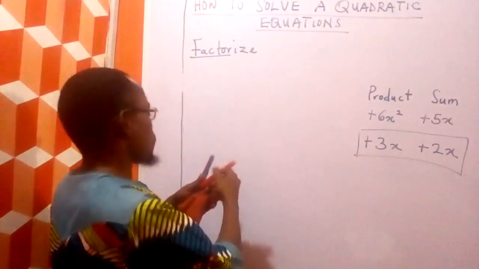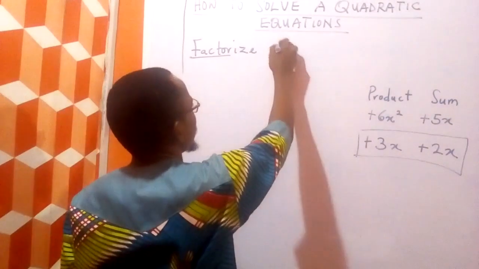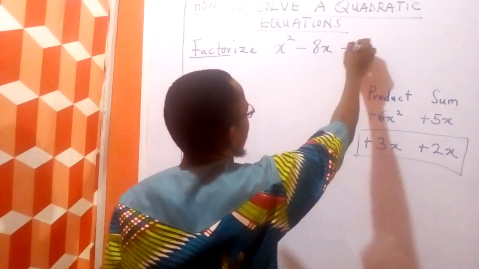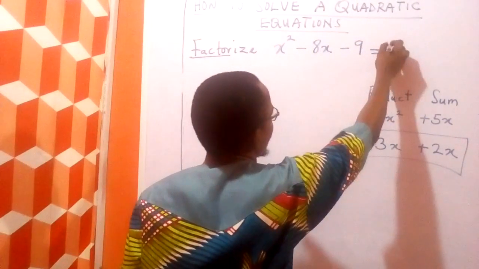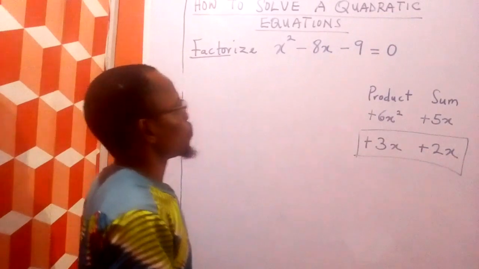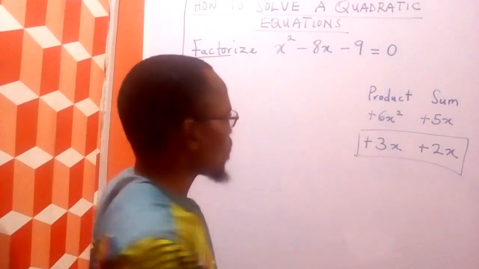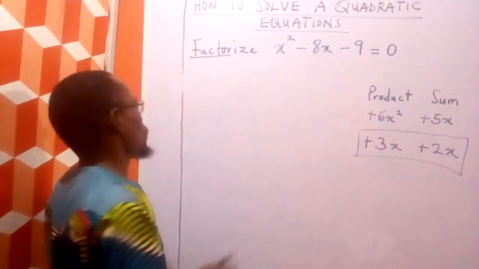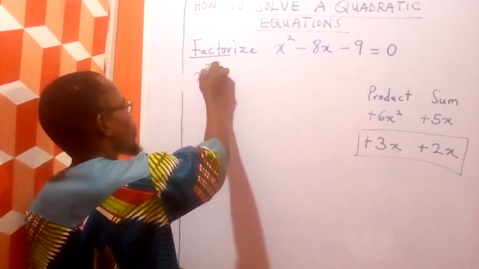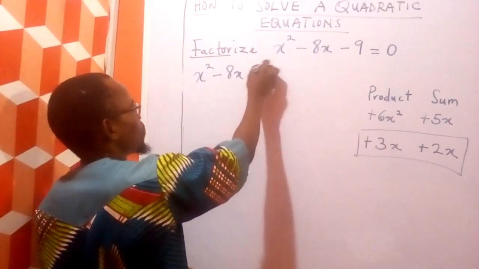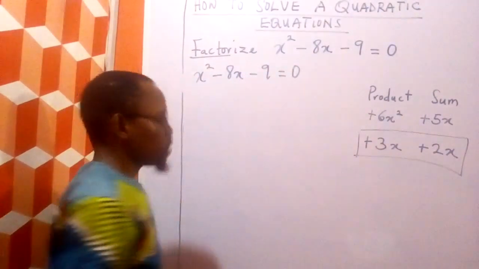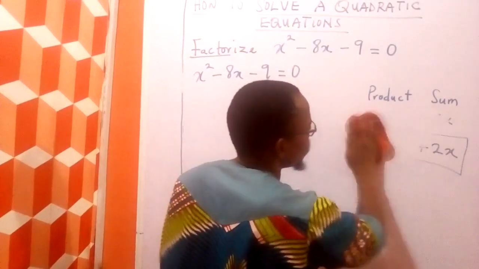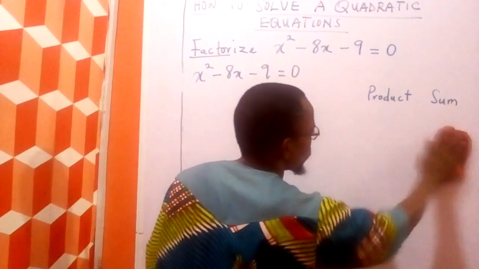All right, I have something here. Factorize x squared minus 8x minus 9 equal to 0. Just like I said earlier, we want to factorize this. Follow the same procedure, the same steps that we took in the first example.